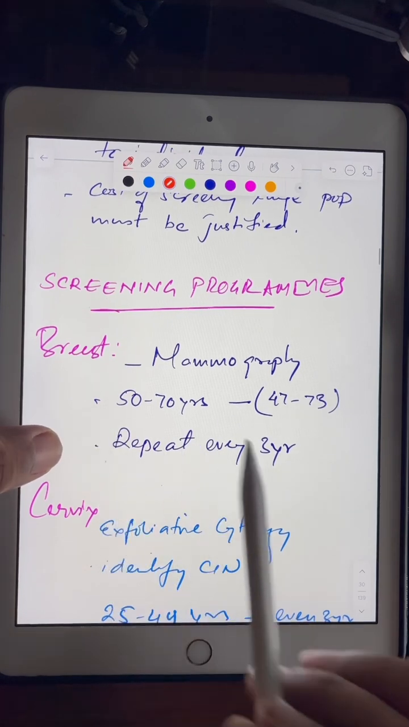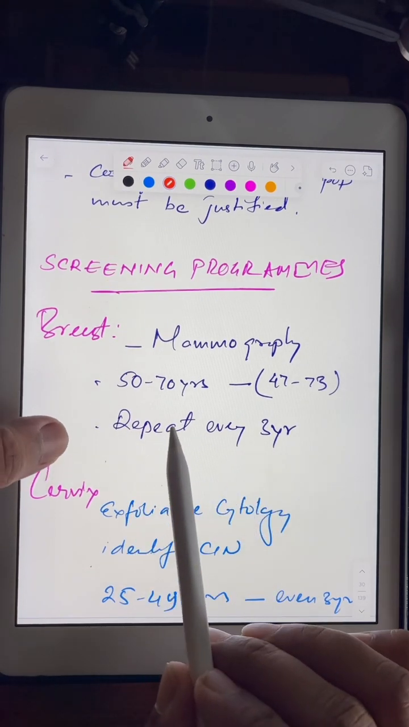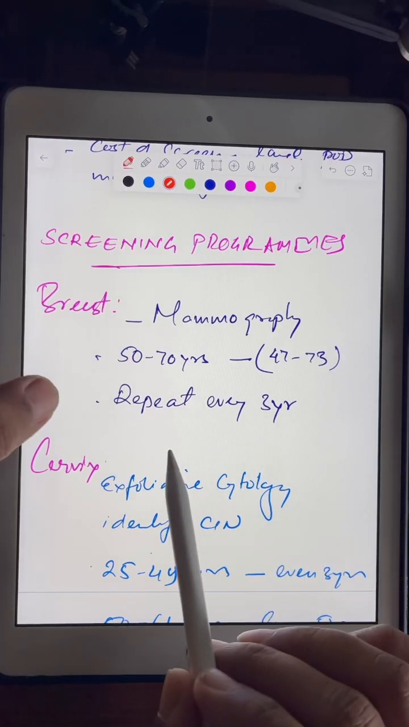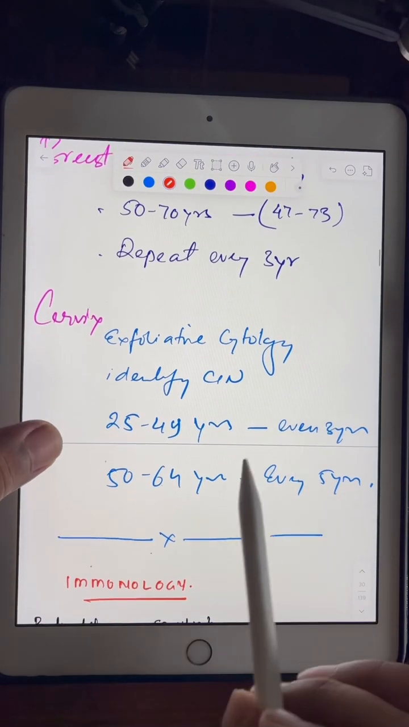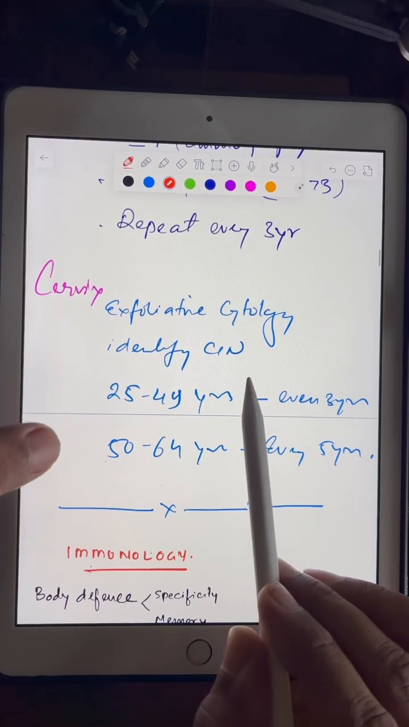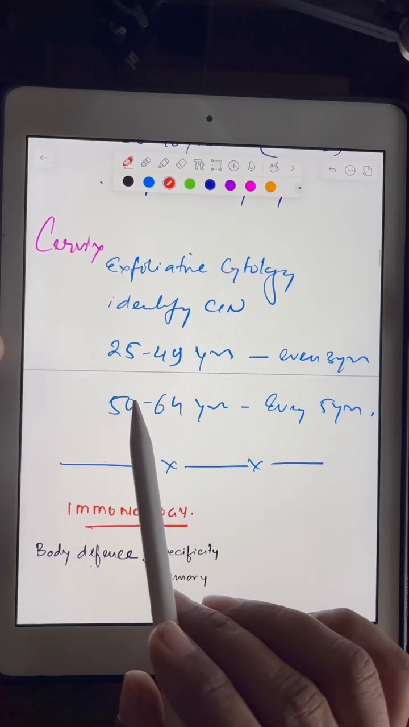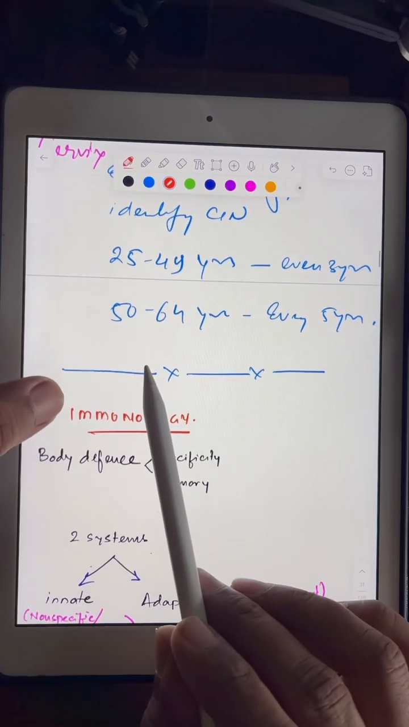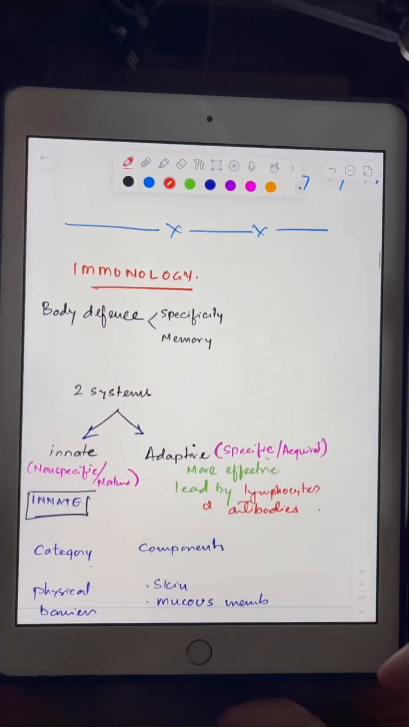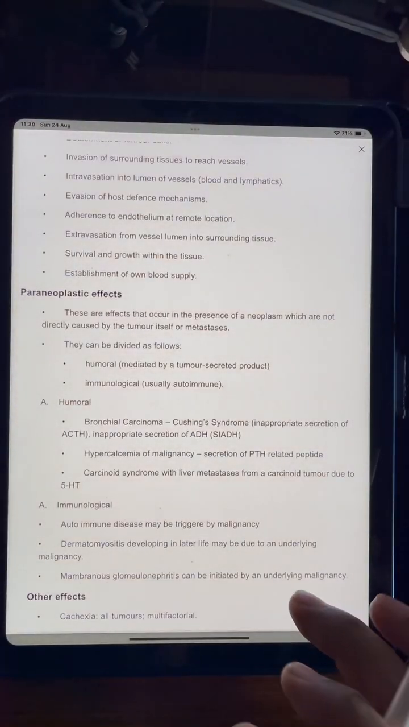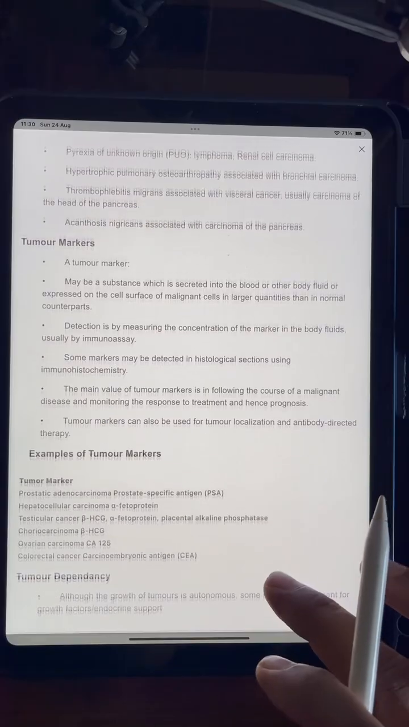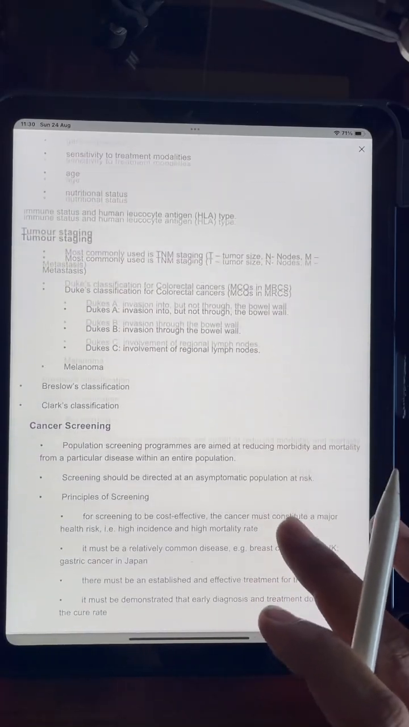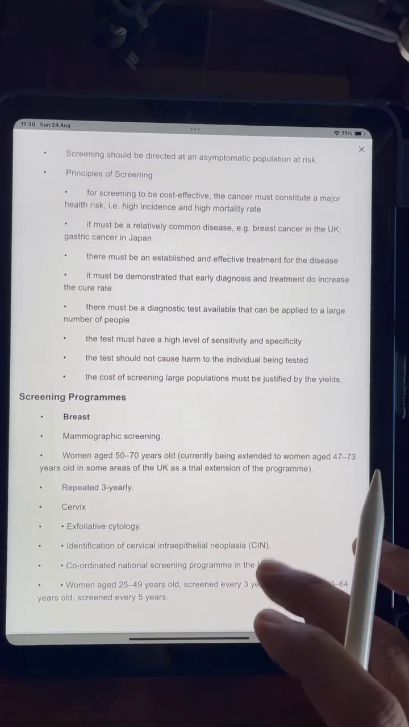Screening programs: for breast, mammography has to be done at 50 to 70 years of age. Now it has been changed to 47 to 73 years. Repeat every 3 years. Cervix: exfoliation cytology identifies cervical neoplasia, every 3 years at the age group 25 to 49, and 50 to 64 every 5 years. So this was regarding tumors, tumor markers, examples, tumor dependency, breast, thyroid, prognosis, tumor staging, cancer screening, screening programs.